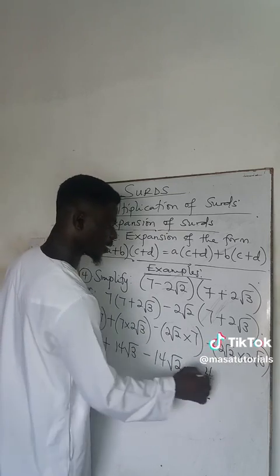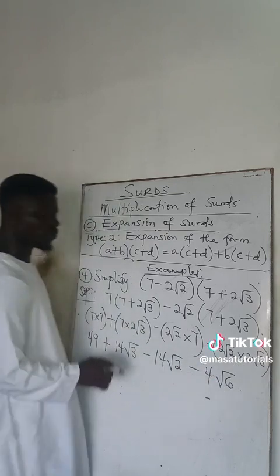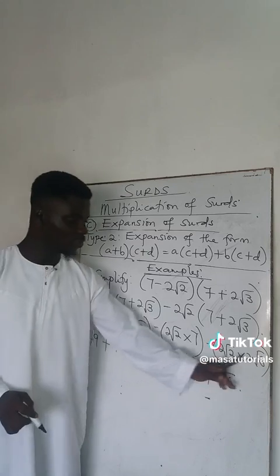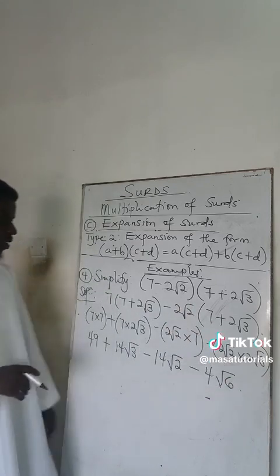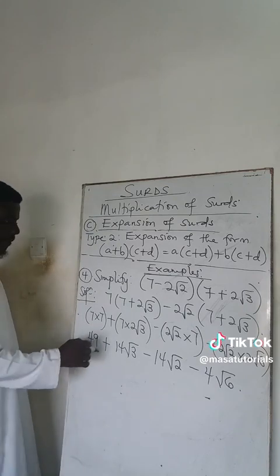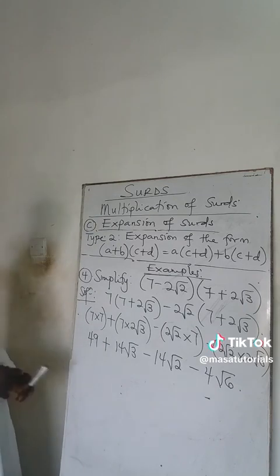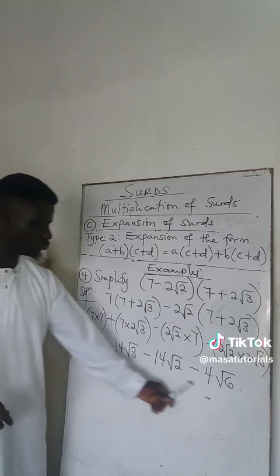Then 2 times 3 is 6. Don't forget the property. These two are not in square root, so they multiply. These 2 and 3 are in square root, so they multiply. So now, let's see whether we have like terms. 49. There's no like term.